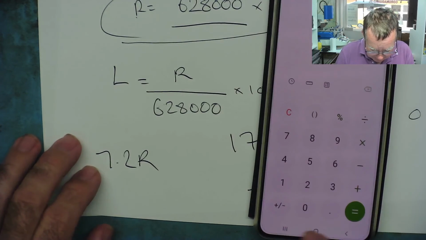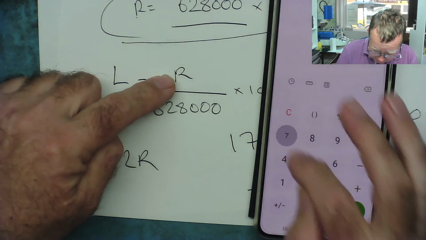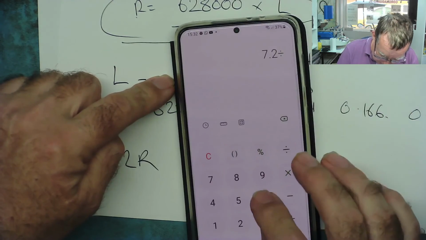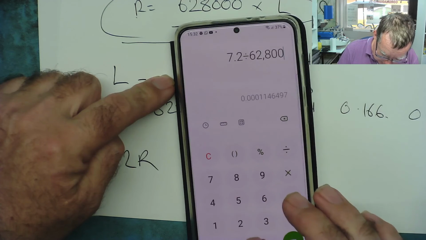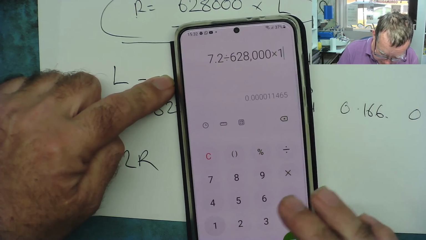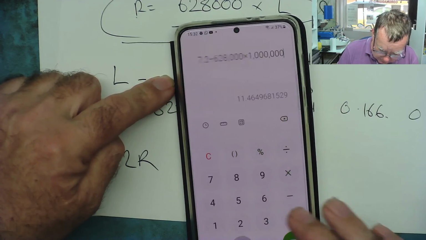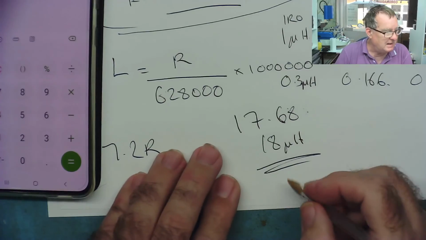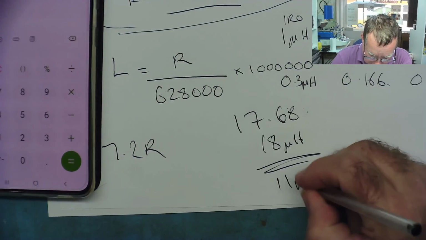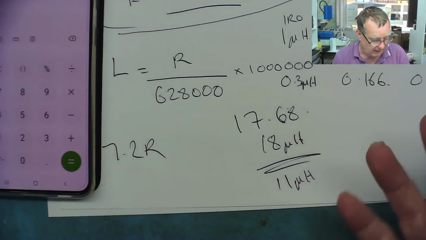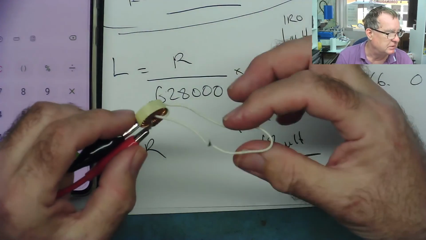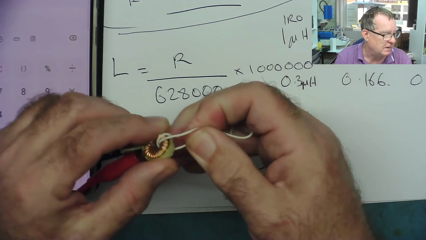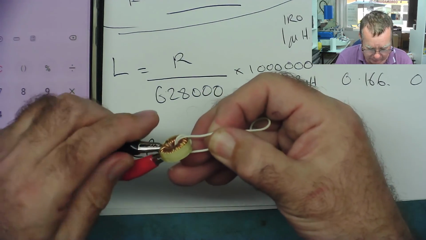R is 7.2, divided by 628,000, times 1 million. Okay, so it's now gone down to 11. It's gone from 18 to 11 microhenries just by wrapping a bit of wire around it. You saw what I did. I wrapped one bit of wire around it and I connected it into a short circuit. So that, guys, is what happens to an inductor when you have a shorted turn.